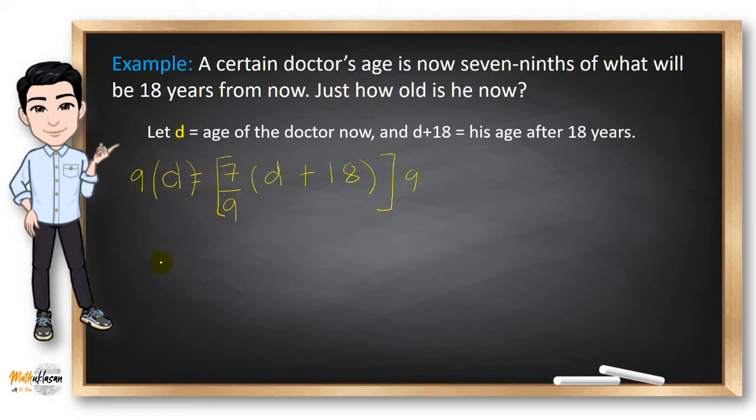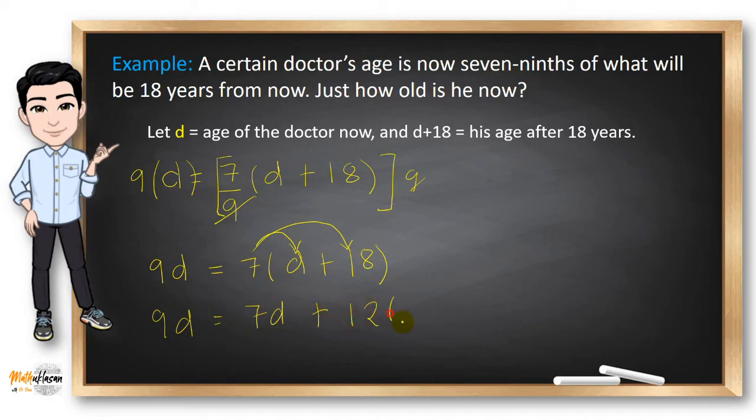So 9 times D is 9D. 9 multiplied by this term will give us 7 times D plus 18. As we say, this will be canceled, right? Now, 7 will be multiplied to D and 18. So we'll have 9D equals 7D plus 126. Transposing the value of 7D to the other side of the equation, we'll have 9D minus 7D equals 126. So 9 minus 7 is 2D.